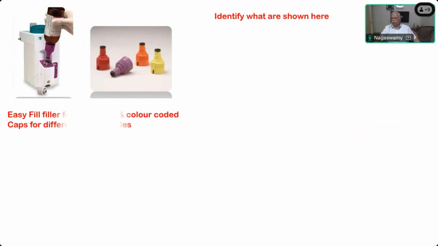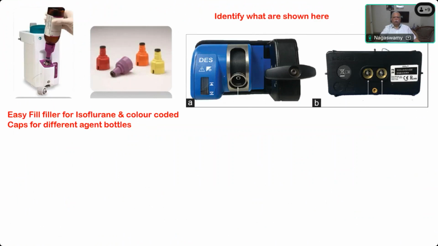Now, what is shown here? This is called the EC film for isoflurane, and color-coded caps for different agents. Okay, and what is shown here? Can you name the arrow marks that are shown here?